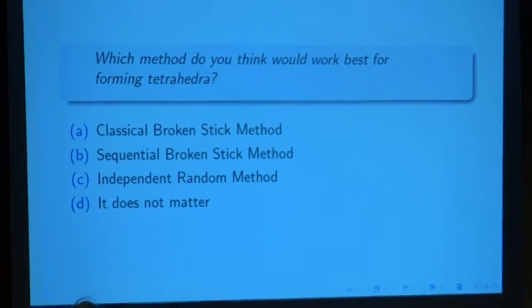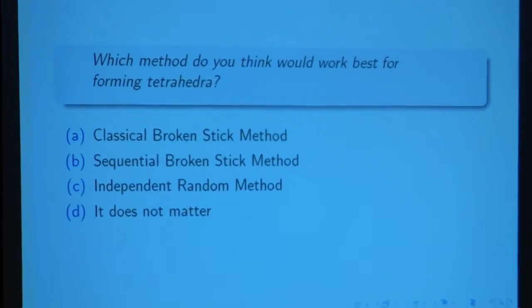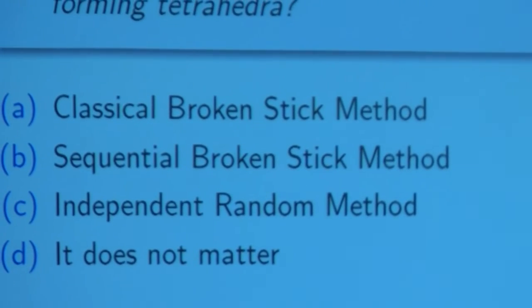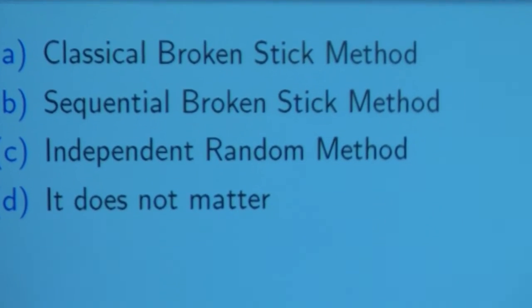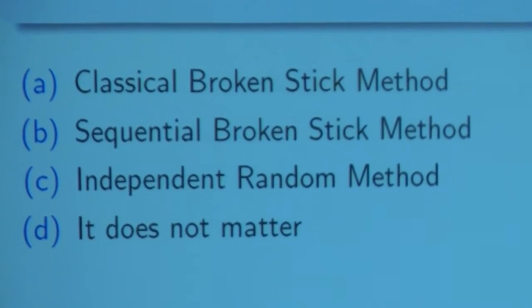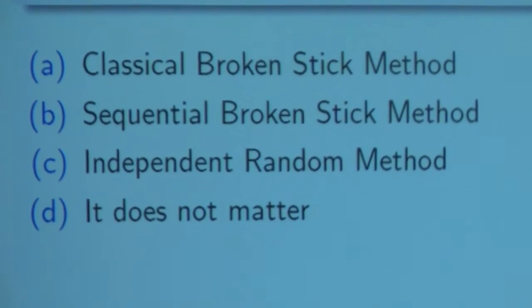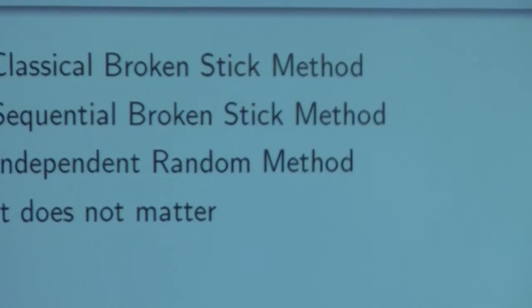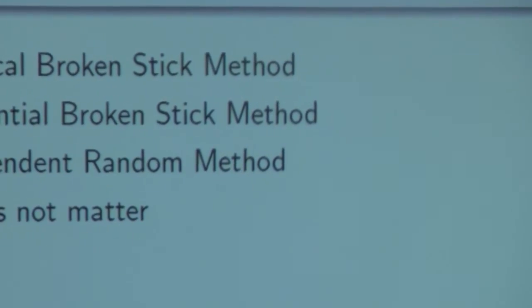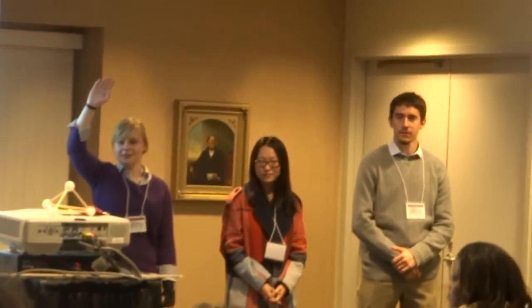So, pop quiz. Which method do you think forms the most tetrahedra? Who votes for the classical broken stick method? Anybody? Okay. Who votes for the sequential broken stick method? Okay, that's about half of you. What about the independent random method? 2 people? 3 people? 4 people? Okay. Who thinks it doesn't matter at all? Okay.